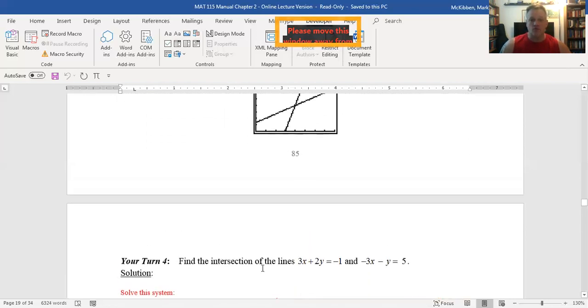All right, go ahead and try finding the intersection point of these two lines here. Same idea, you're going to have to solve a system of equations, but you don't necessarily have to use substitution to do it, right? You could technically use elimination. Your choice, but see what happens.